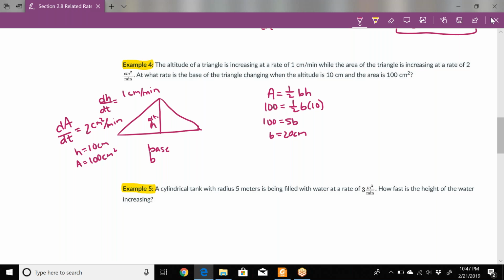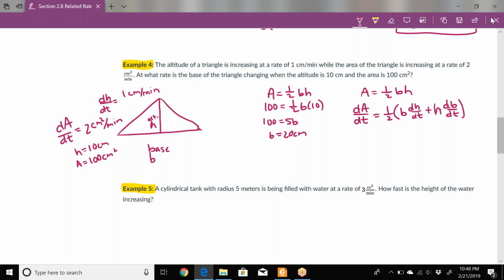So we still want to talk about what is the change in the rate of the base. So we're going to take that same formula and now take the derivative of this, with respect to time again because it's changing over time. So this would be dA/dt equals, and I have to be careful here, this is a B times an H, so this is going to be an implicit derivative where we have a product rule involved. So it's going to be first times derivative of the second plus the second times the derivative of the first. And then we're going to plug in everything we know.